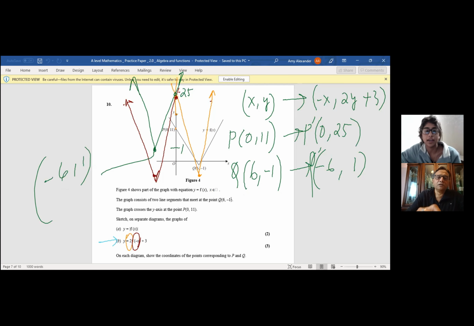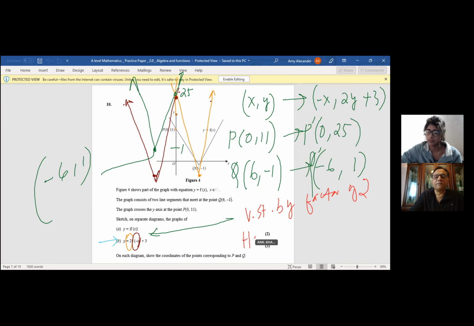That's clear. Yeah. So for these questions, I will prefer to show all the transformations, right? So we have 3 transformations involved. First transformation is a vertical stretch by a factor of 2. Second is a horizontal reflection in the y-axis. And third is a vertical translation by 3 units.